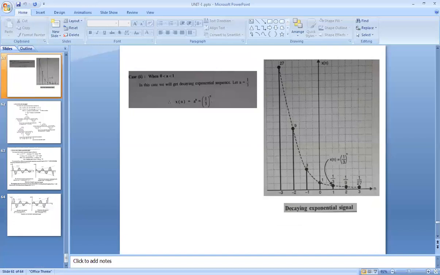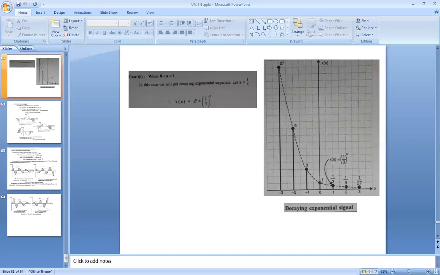Now the second case is when 0 is less than a less than 1. Again we are considering x of n is equal to a raised to n. Now the value of a is 1 by 3. Again we consider the value of n varying between minus 3 to 3. We start when n is equal to minus 3.